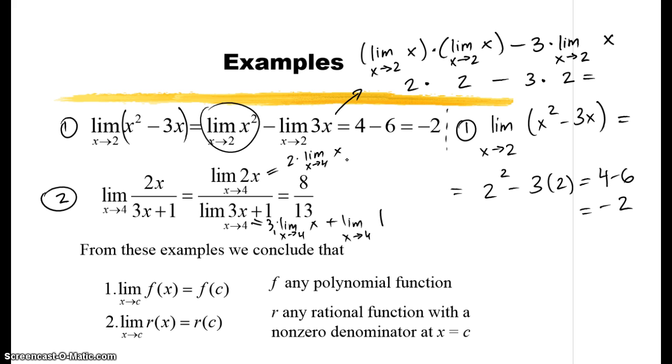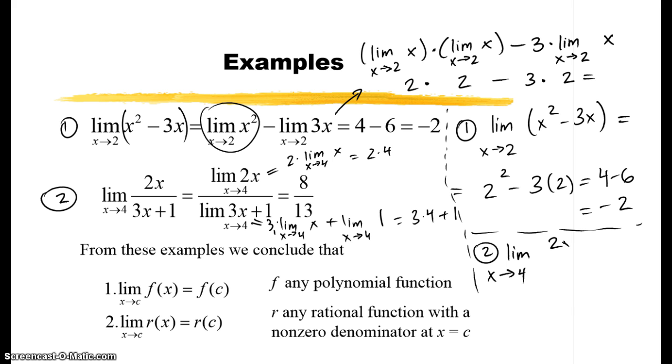And what would we have obtained? We would have obtained 2 times 4, which is 8. And at the bottom, we would have obtained 3 times 4 plus 1, which is 13. And that's how we get 8 over 13. But, once again, notice that if I had started this problem over right off the bat, had I plugged in 4 for x, I would have gotten the same answer. So here's what I mean. Evaluate the limit by plugging in x equals 4, and we get 8 over 13. We get the same answer.